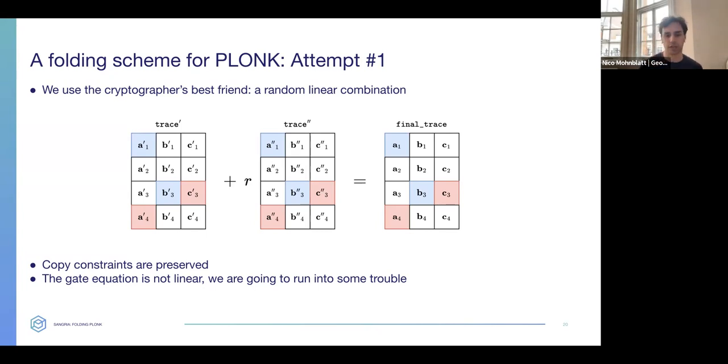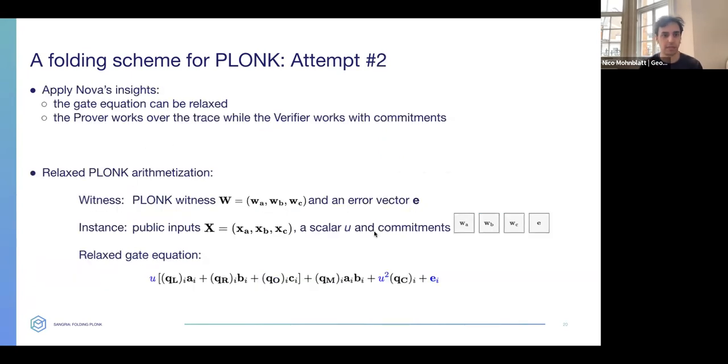The real problem is the gate equation, because it's not linear. And once you do distribute it out for this final trace, you will end up with terms that you can't shove back into the same gate equation. So how do we fix that? We apply what we learned from Nova, that you can relax your gate equation. And in the case of Nova, it's one global equation, but in our case, it's just for one row, but that's not a problem.